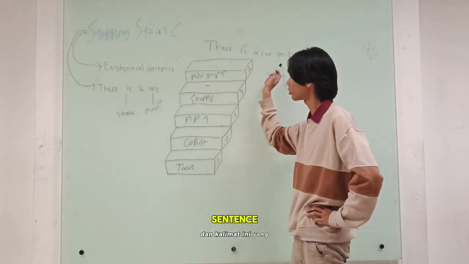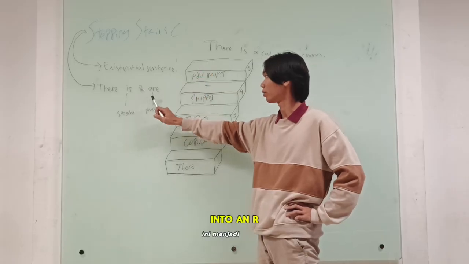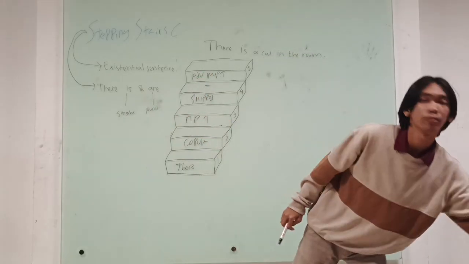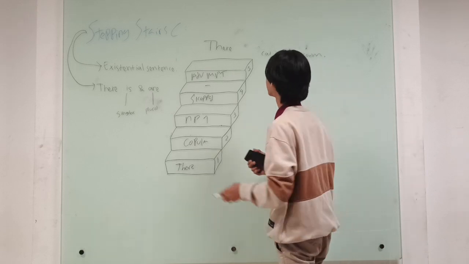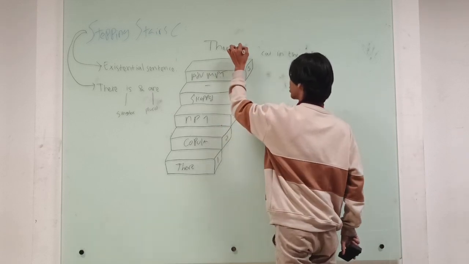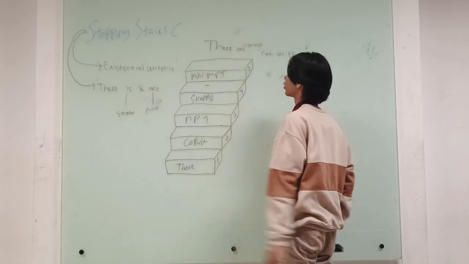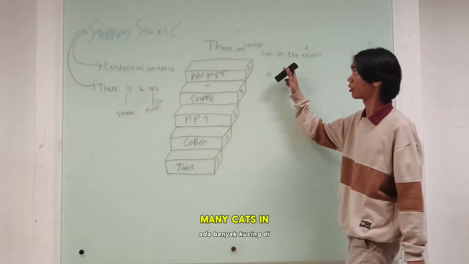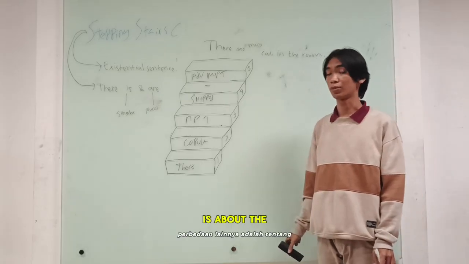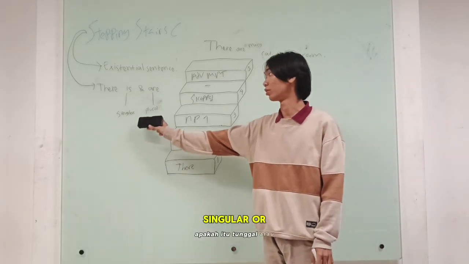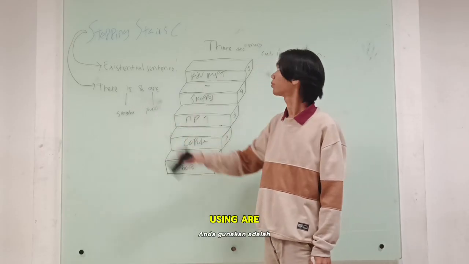You can change this sentence into "there are," plural, but with a little modification: there are many cats in the room. I think that's all. The only difference is about the noun. Is it singular or is it plural? If it's singular, you're using "is," and if it's plural, you're using "are."